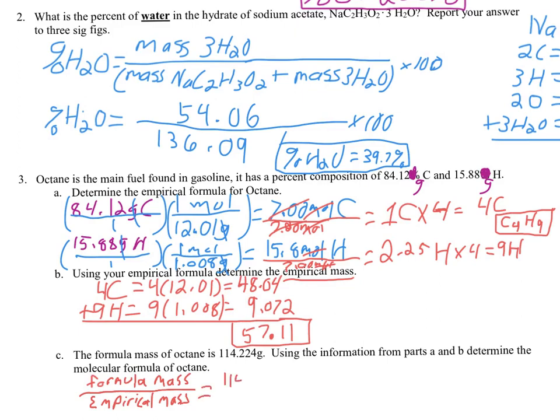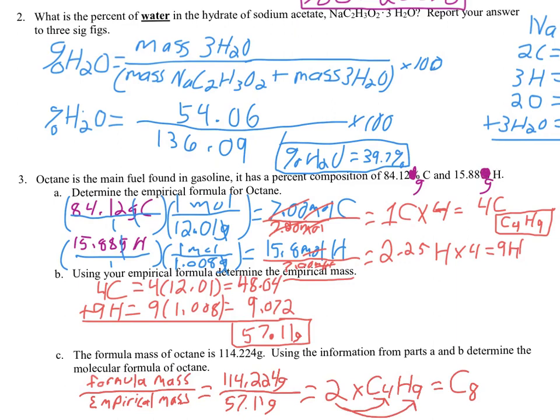Formula mass, 114.224. I guess I can bring the grams, because technically that's the unit of my empirical mass too. Divide it by 57.11 grams. I'm going to round this to a whole number. 114.224 divided by 57.11 is 2. I'm going to take that 2 and multiply it by my empirical formula. Distribute the 2. The 2 times the 4 gives me C8. The 2 times the 9 gives me H18. And that, right there, is the molecular formula of octane.